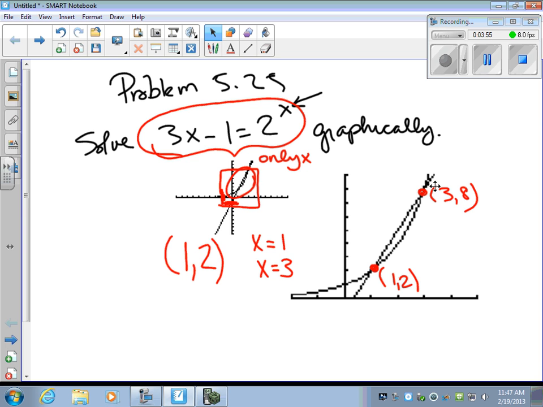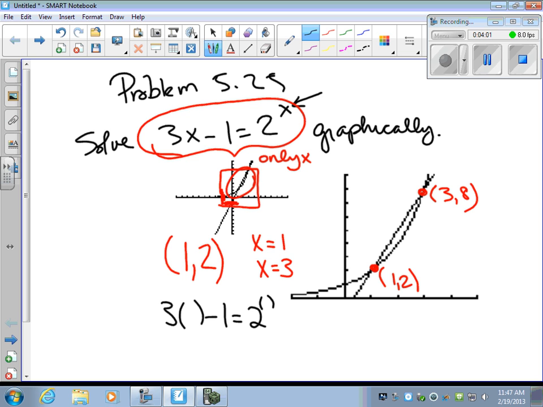Now I'm going to take those and plug them in and see if it's true. 3 times x minus 1 has to equal 2 to the x. So the first time around I'm going to plug in 1. 3 times 1 is 3, minus 1 is 2, 2 to the 1 is 2, so that works. Second time around I'm going to plug in 3. 3 times 3 is 9, 9 minus 1 is 8, 2 to the third is also 8. So they do both work. So there's my answer for that problem.